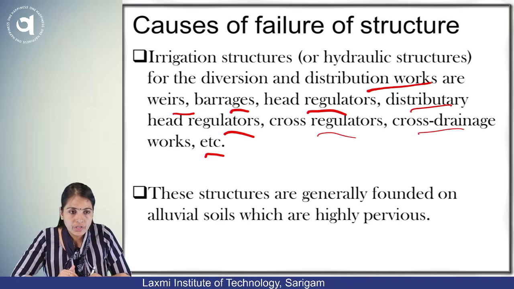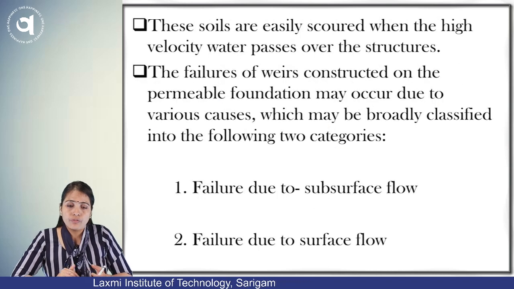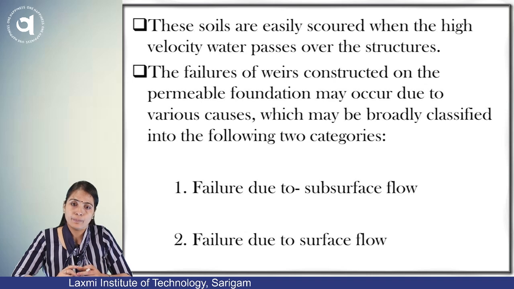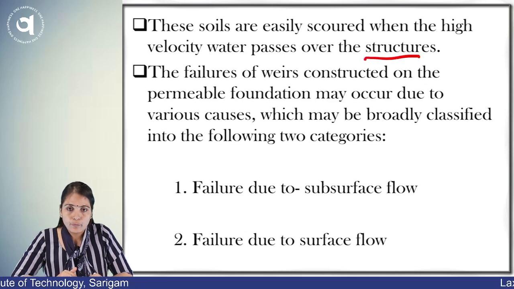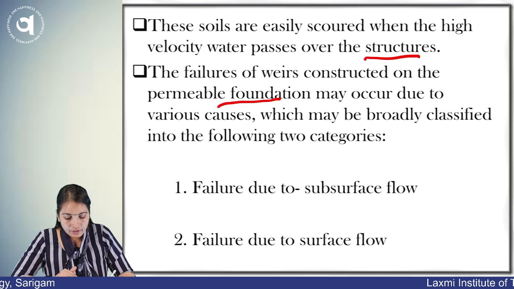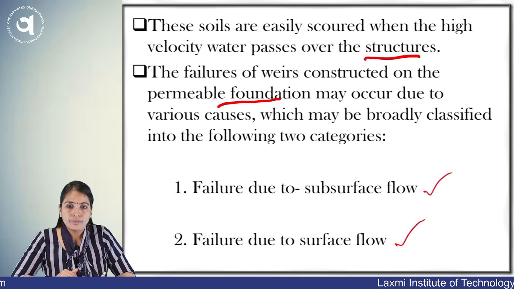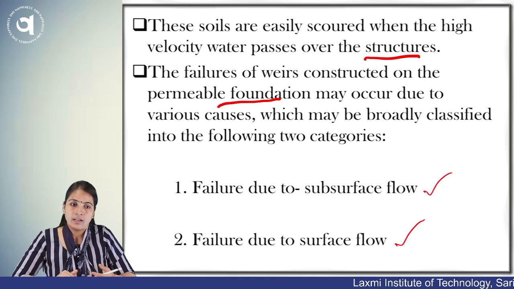So these structures are generally found in alluvial soil which is highly pervious. So it can fail when it is highly pervious, meaning it is made of earthen embankment, so it can fail by seepage. We will follow all this. So these soils are easily scoured when high velocity water passes over the structure. The failure of a weir constructed on permeable foundation may occur due to various causes which are broadly classified as failure due to subsurface flow and failure due to surface flow. So these two topics I will discuss in the next lecture.